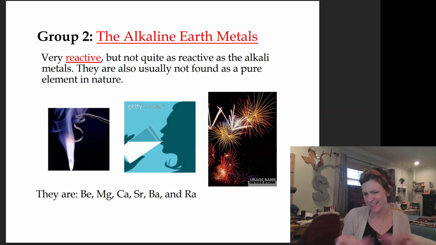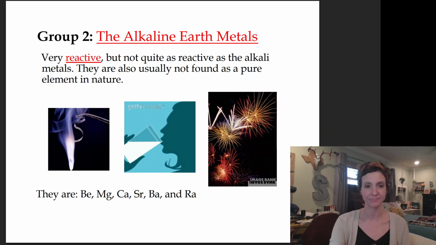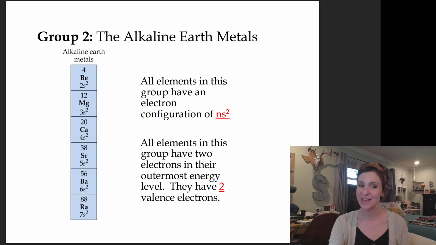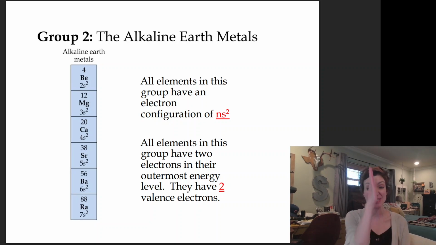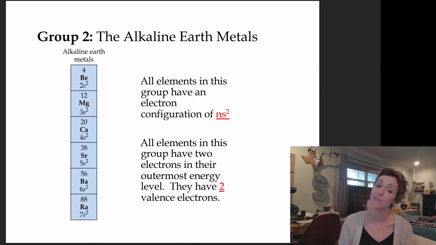But as a result, since they like to react a lot, they're not usually found as a pure substance in nature, okay? So those are my group 2 elements: beryllium, magnesium, calcium, strontium, barium, and radium. They usually are found paired up or bonded with something else because they like to react in order to be happy. So my alkali earth metals all have an electron configuration of ns2. As a result, all elements in this group have 2 electrons in their outermost energy level. So that means they have 2 valence electrons.